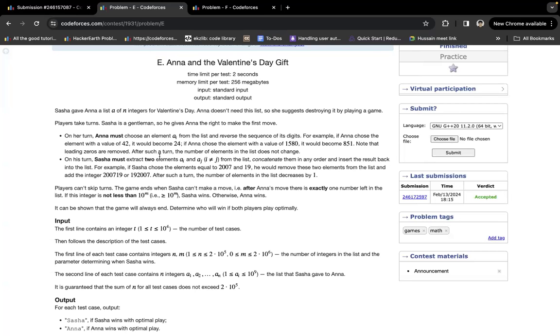So what does the problem say? On Anna's turn, what does she do? She takes an element and she reverses the digits. Okay. And on Sasha's turn, what does she do? She takes any two elements and she concatenates them in any order. And in the end, we have to print, with optimal play, if the number is greater than or equal to 10 raised to m, then Sasha wins. Otherwise, Anna wins.